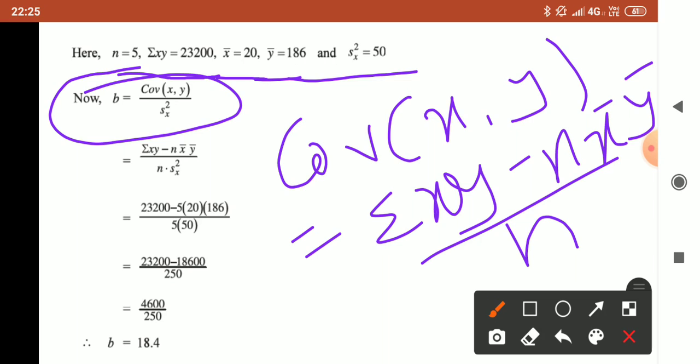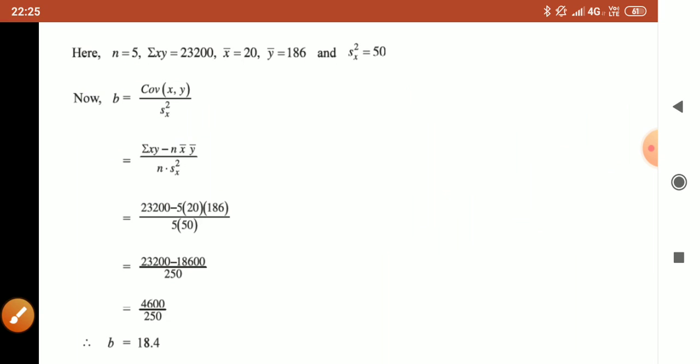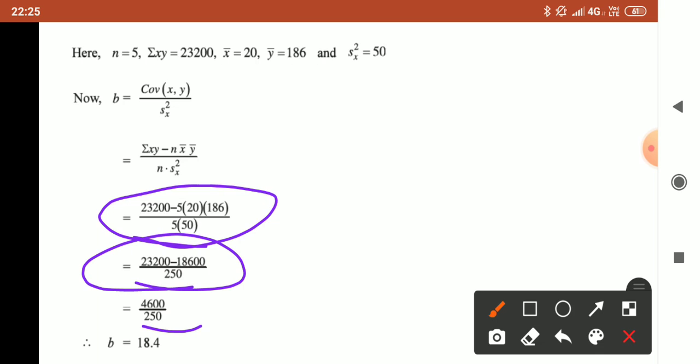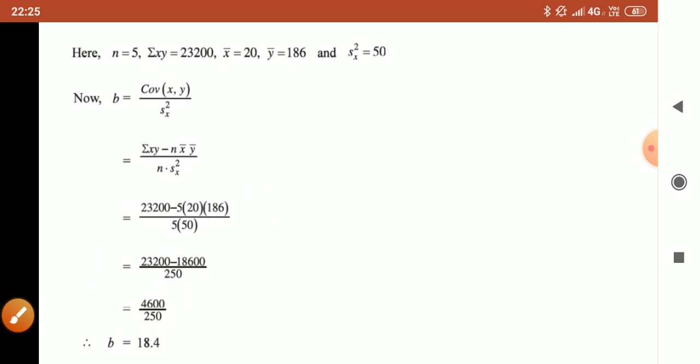So this is the formula to find covariance. Here I have combined these formulas in this way, the covariance xy formula as well as sx square. Now I'll put in the values. See, I have substituted all these values, after multiplication and everything, I'll get this answer. So your b will be 18.4. Now I got the answer.